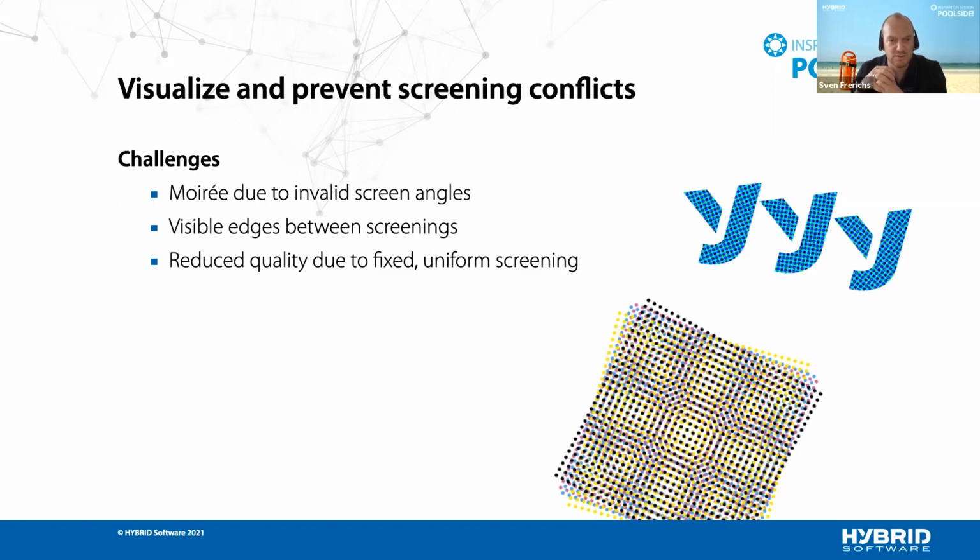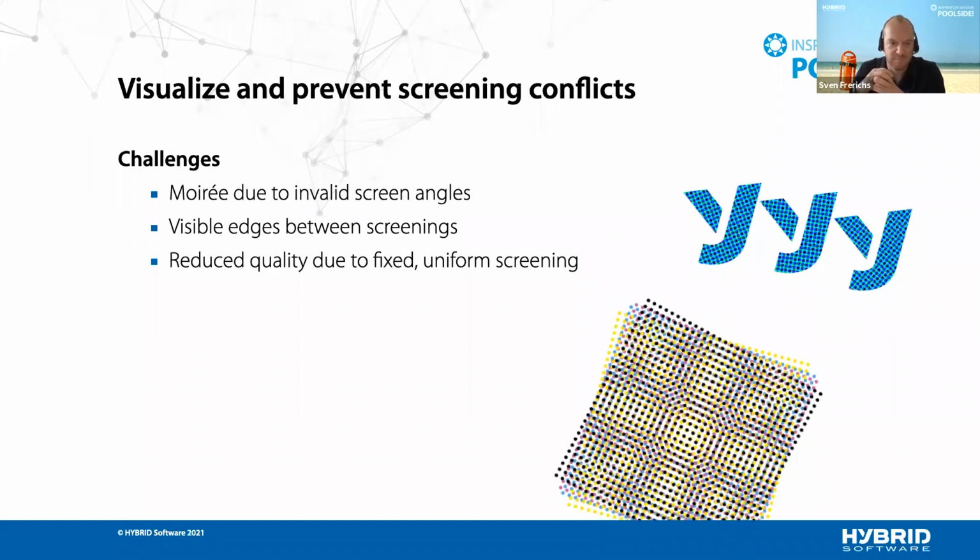So there is a certain risk for getting more rays. And we have to make sure that we are always aware where moirés can happen, so where screening conflicts can happen, and that as early as possible. That saves us time, and it helps in increasing the quality.